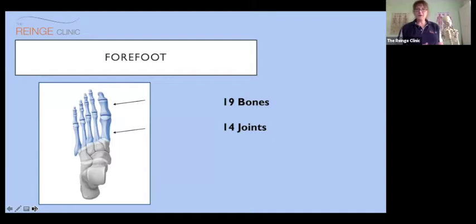So let's have a look at our forefoot. What is our forefoot doing when we run? Because the whole of the foot is involved. It's a clever structure. Here we've got all our bones. We've got 19 bones. These are all our toes here, and this is our metatarsals here. There are 19 bones in that, and there are 14 joints. That is a lot of bones and a lot of joints. And why on earth do we have them all?